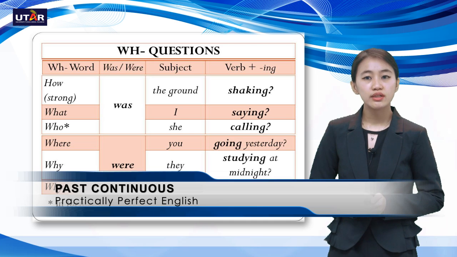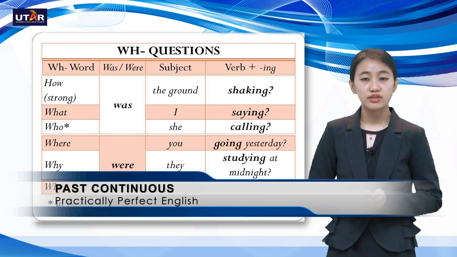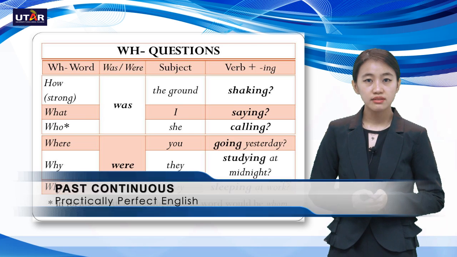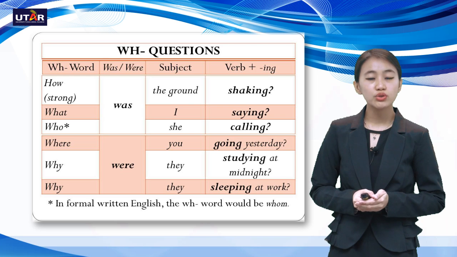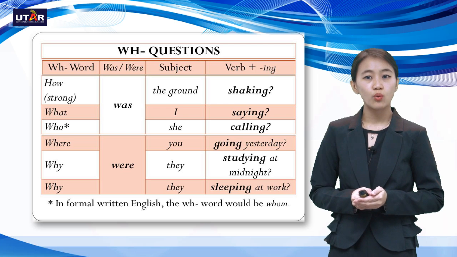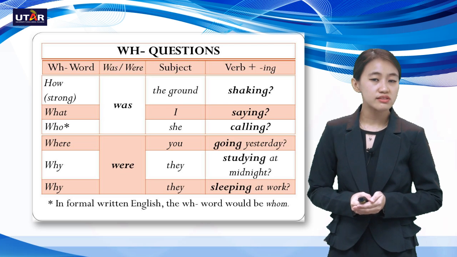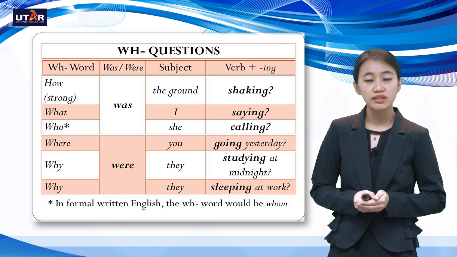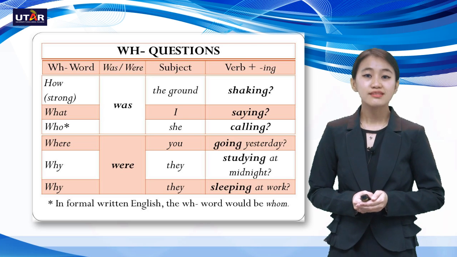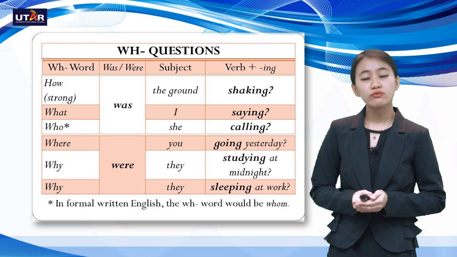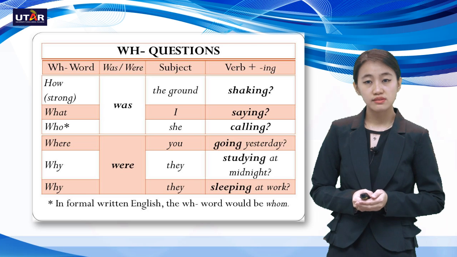Now, if you look at the sentence structure here, how was the ground shaking? And where were you going yesterday? So please take note that these questions for how, what, or who does not necessarily mean it's only for singular. You can also use it in plural form. Similarly, when you use where or why, you can use it with was.